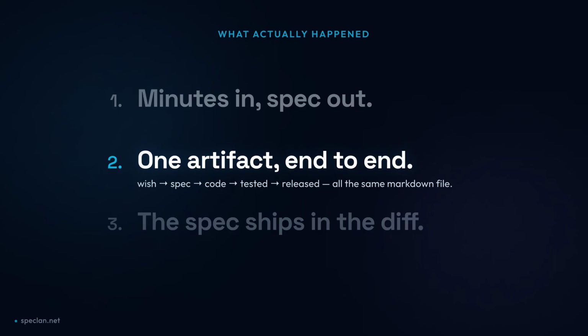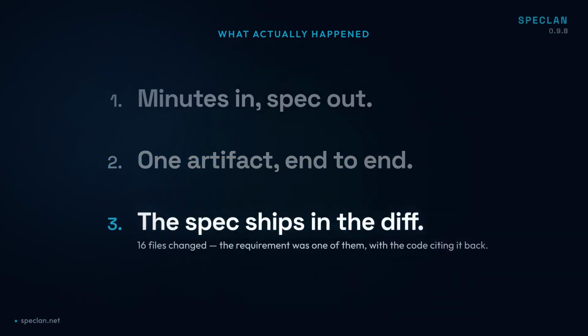And it was one artifact the whole way. The wish, the clarified requirement, the thing Claude implemented, the thing we verified, the thing version control recorded as released, all the same markdown file. The 2 clarify rounds and the brainstorm pass removed the ambiguities on the draft, where it cost minutes, instead of after the build, where it cost sprints. That's why the spec ended up in the changeset, with the code citing it back. Specification and code stay interlinked, which is what makes the next change tractable. And all of it shipped in SPECLAN 0.9.8.